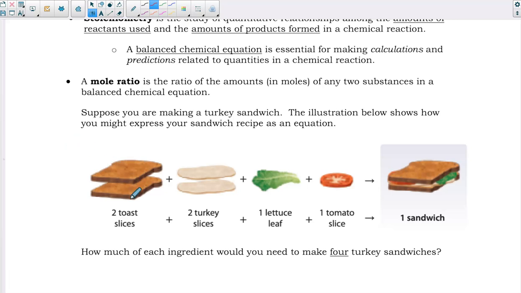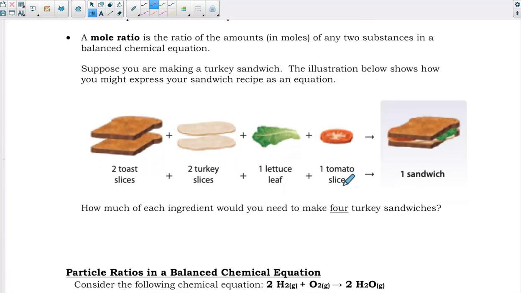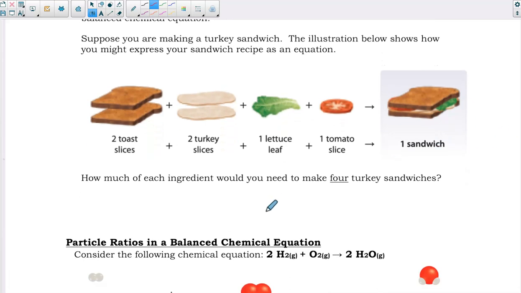This illustration shows that for every one turkey sandwich, you need two toast slices, two turkey slices, one lettuce leaf, and one tomato slice. You can think of these reactants as having a 2 to 2 to 1 to 1 ratio that will produce one sandwich. So how much of each ingredient would you need to make 4 turkey sandwiches?